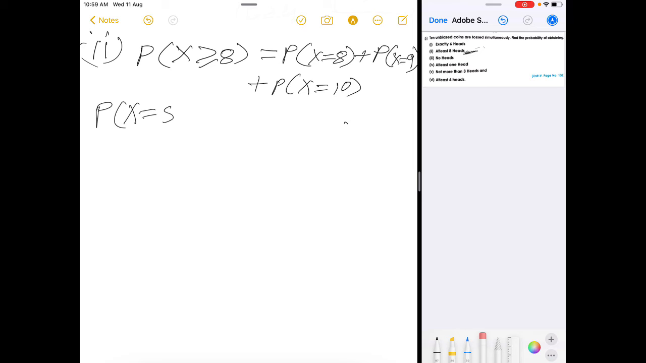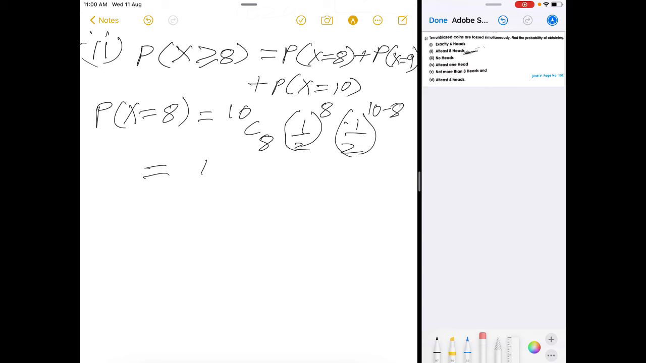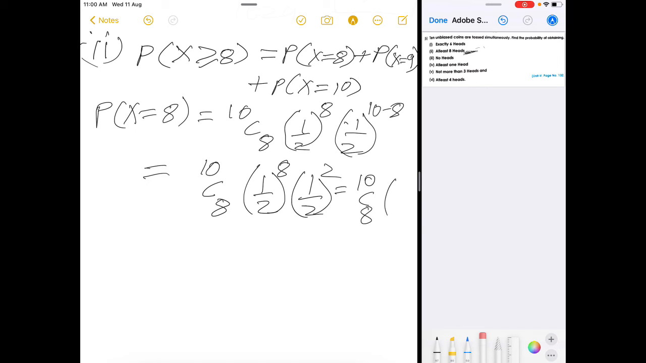So x equal to 8 is equal to 10C8 multiplied by half to the power 8 and 1 minus half, which is again half, to the power 10 minus 8. So this is 10C8 half to the power 8 multiplied by half to the power 2. Now as I already told you, this becomes half to the power 10, which we have already calculated. Half to the power 10 is nothing but 1024.